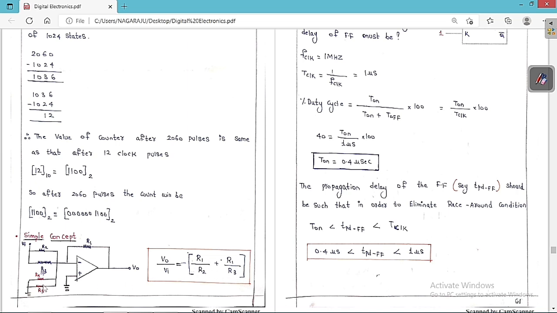So there is nothing like R4 and R5 terms. If you do it like that, we are going to get V0 by Vi equal to minus of R1 by R2 plus R1 by R3, because IF is equal to the summation of Vi by R2 plus Vi by R3. So if you substitute IF equal to Vi by R2 plus Vi by R3 and simplify, we are going to get V0 by Vi equal to minus of R1 by R2 plus R1 by R3. This is a very important point that you always have to keep in your mind.